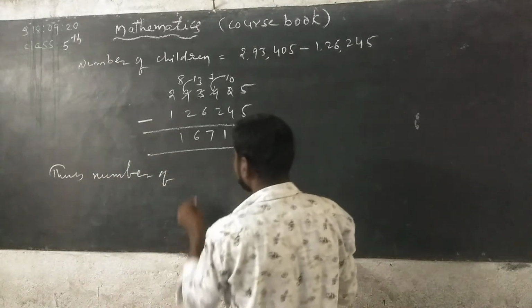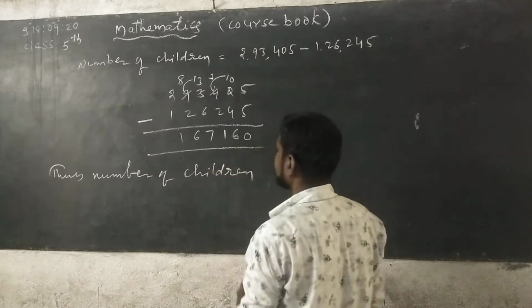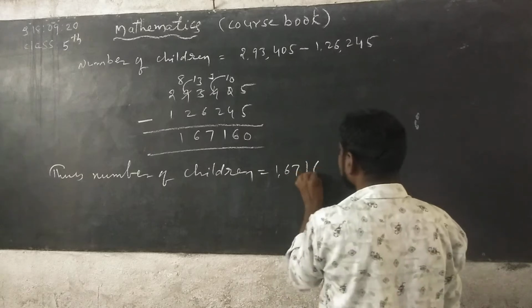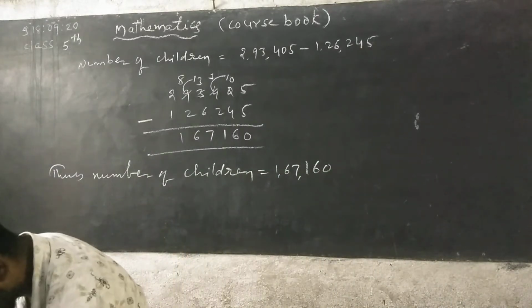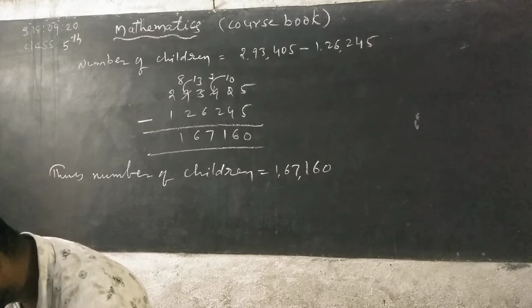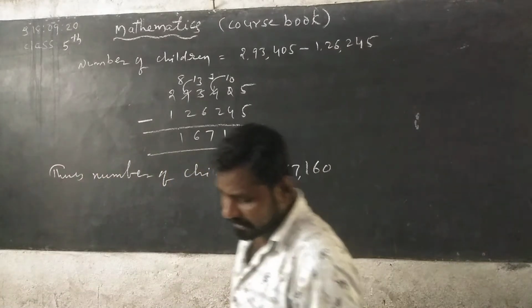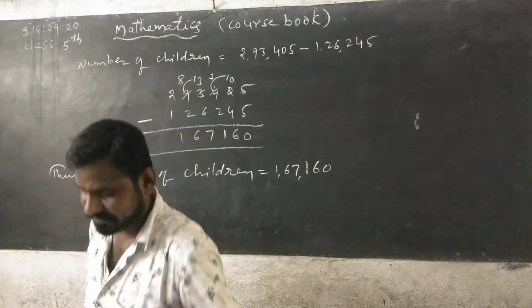So thus, number of children is equal to 1,67,160. So now next, page number 20, multiplication of large numbers.